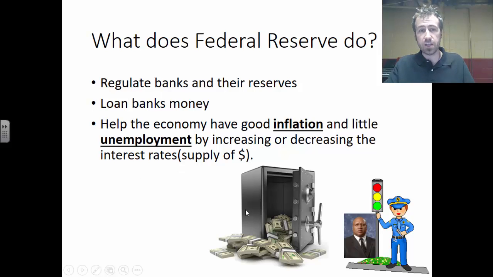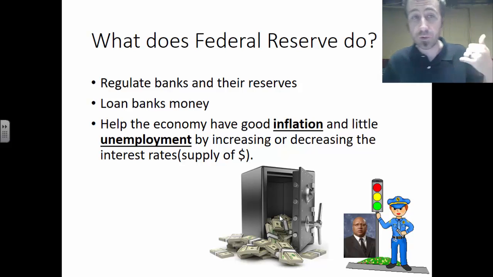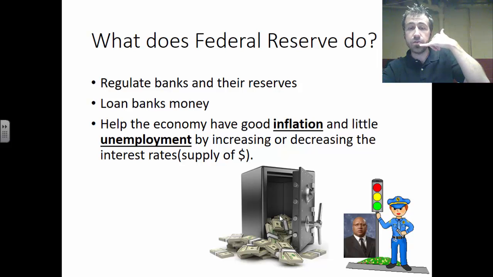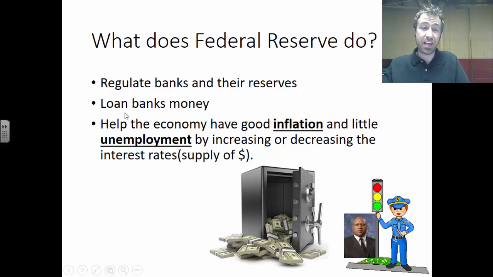The other part of what it does is it loans banks money. So let's say at the end of the day, banks don't have enough money in their vaults. They have to have at least 1% or whatever in their vault. So they might call up some other banks and say, hey, can we borrow some money from you? And if they can't get money from the banks around, they could call up the Federal Reserve and say, hey, we really need some money right now. Can we borrow some money? And so then the Federal Reserve will loan money to these banks. That's one thing they do as well.